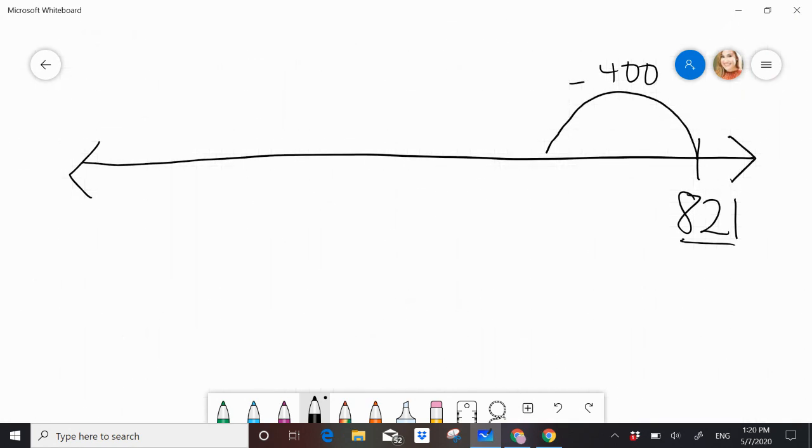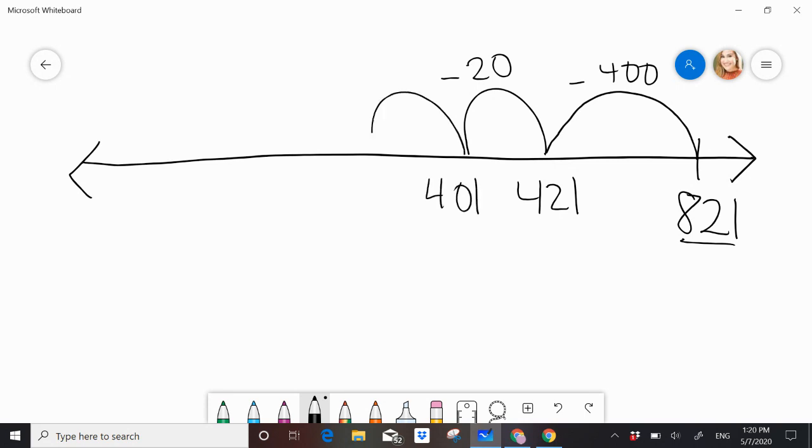821 minus 400 equals 421. Now I need to subtract 50, but I'm actually going to make a friendly 10. First, I'm going to subtract 20, which gives me 401. And then I'm going to subtract 30, which is going to bring me into 371. Because 40 minus 3 equals 37. Do you see that? Good. Nothing's changed in my ones place.